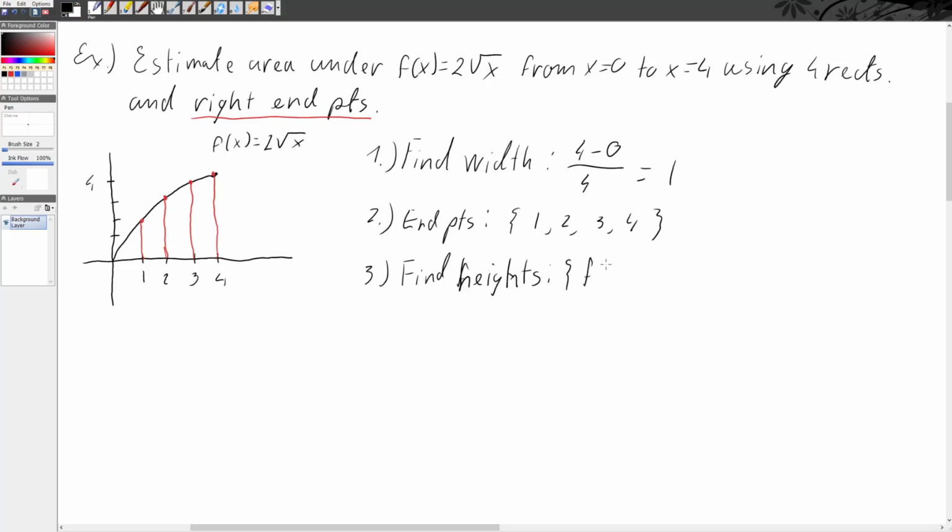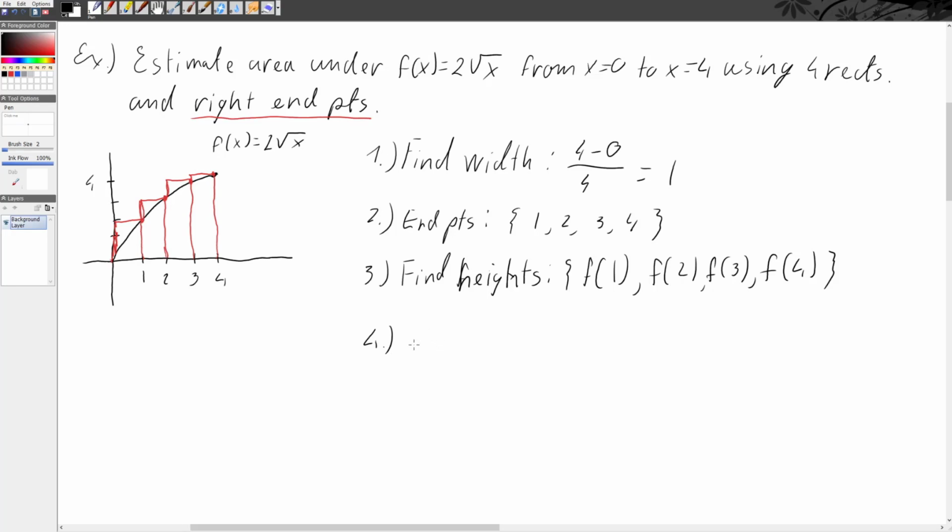So finding the height simply means putting the value into the function and then evaluating. If you put in 4, this is the height, so your rectangle should look something like this. Using right endpoints means you draw your rectangle to the left. Right there at that point, you draw your rectangle to the left. Right there at 2, you draw your rectangle to the left. Right there at 1, you draw your rectangle to the left. And that is your 4 rectangles.